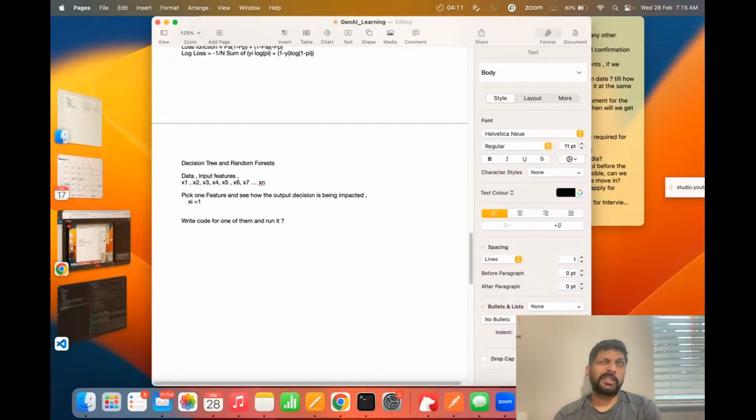I think today majority of the time we have spent on discussing the future plan on how we are marching towards generative AI and stuff. That took a lot of time, so we couldn't cover much of decision trees, but we'll cover more of decision trees and random forest tomorrow.